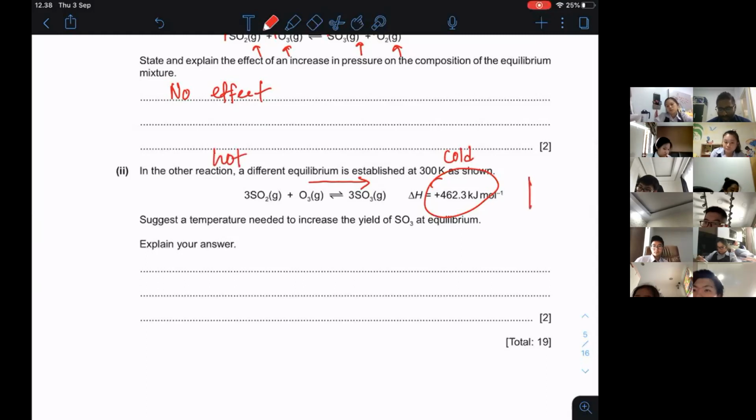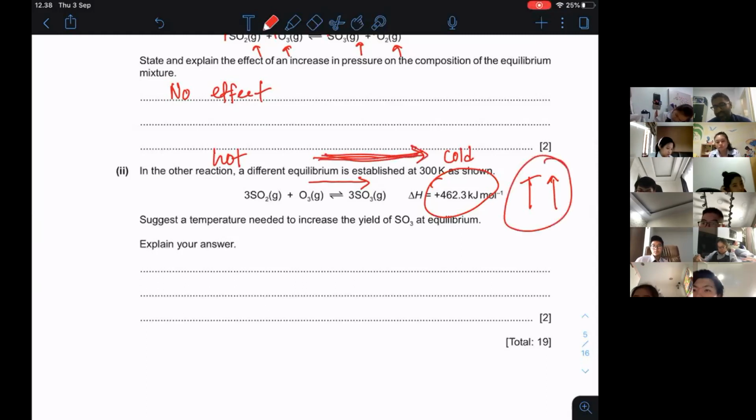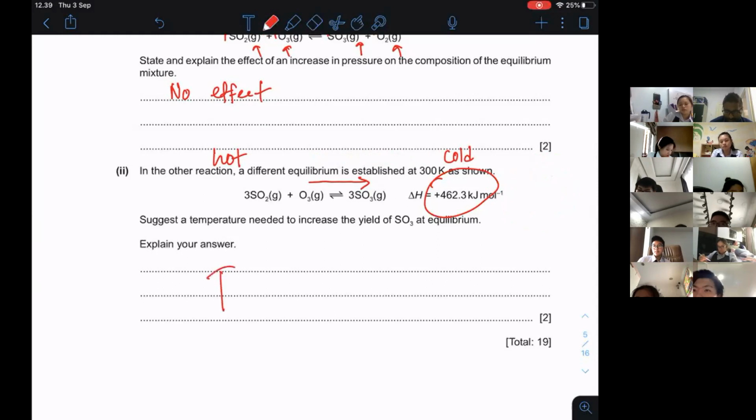So if I increase the temperature, according to LCP, the system needs to decrease the temperature. How? By moving from hot to cold. You can see that the position of the equilibrium is moving to the right. So what I need to do is increase the temperature. It's trial and error. Let's say when you first try, you say the temperature must be decreased; this is the answer.